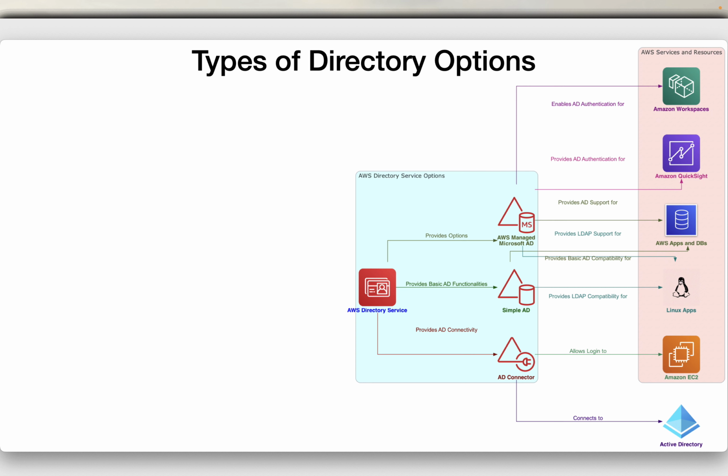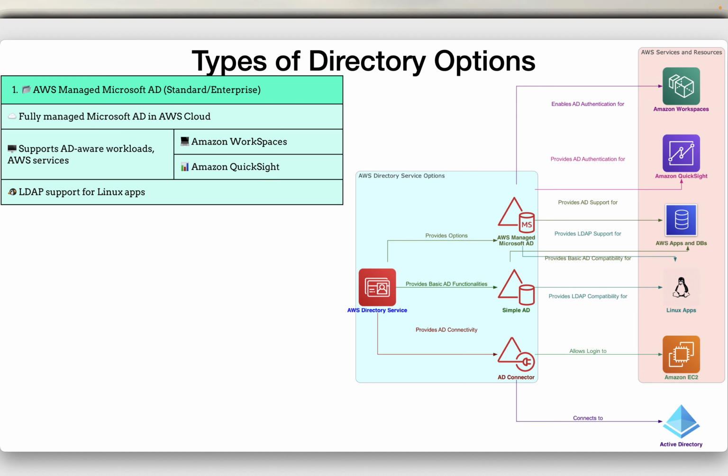So types of directory options. First one, AWS Managed Microsoft AD. It comes with Standard or Enterprise Edition. AWS Directory Service for Microsoft Active Directory, Standard or Enterprise Edition, provides a fully managed Microsoft Active Directory in the AWS cloud. It supports Active Directory aware workloads and AWS applications and services such as Amazon WorkSpaces and Amazon QuickSight. It also offers LDAP support for Linux applications, enabling seamless integration.